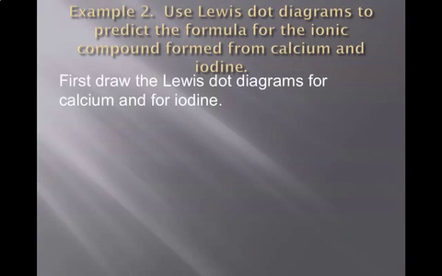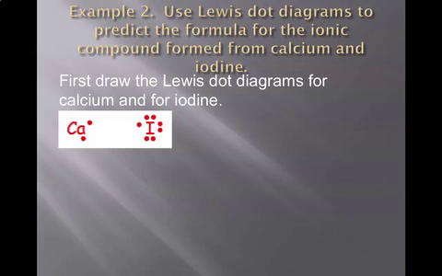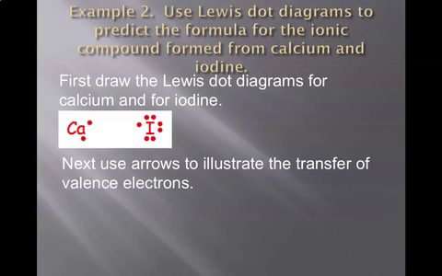Okay, now let's look and do the same thing for calcium and iodine. So first we're going to draw the Lewis dot diagram. So calcium has 2, and iodine has 7. Okay, so iodine can't fit 2 in there, and calcium doesn't want to give away only 1. It wants to give away 2.